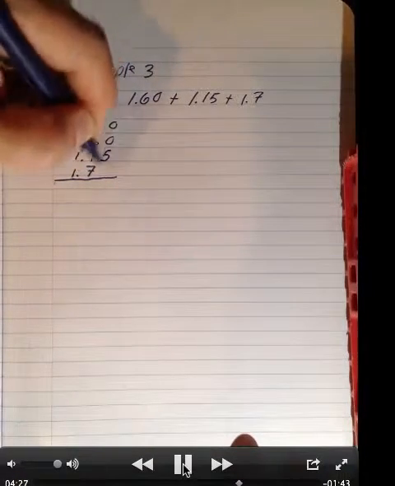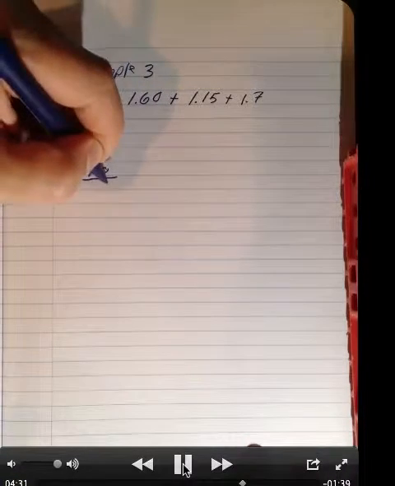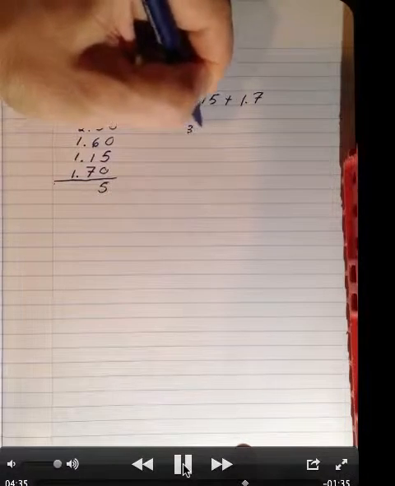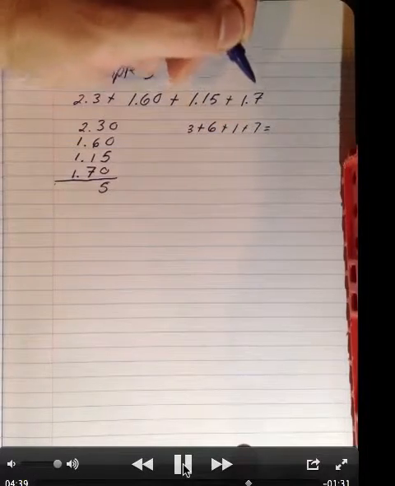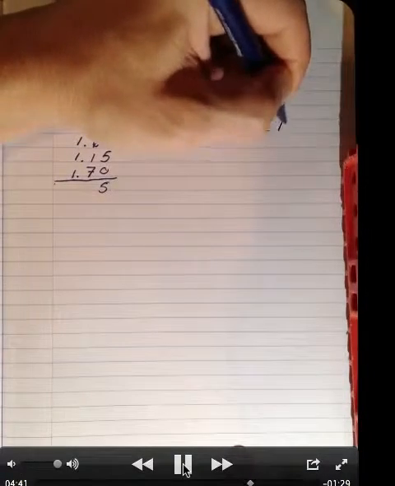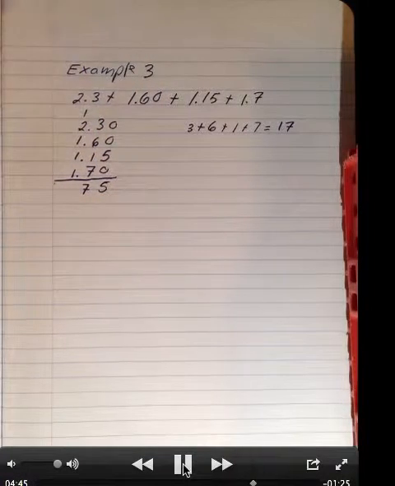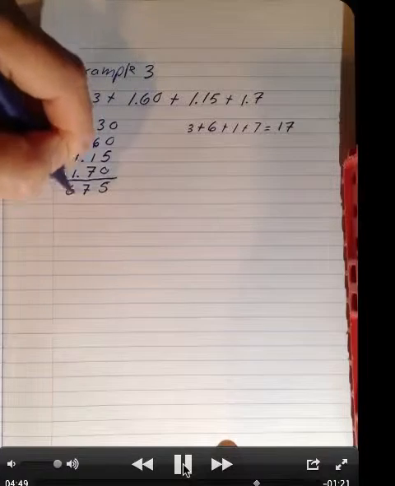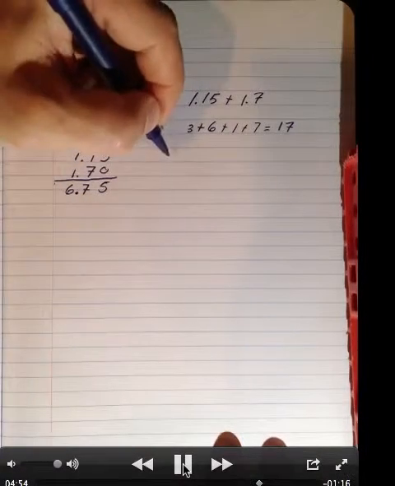Now, if there are no hundredths, we can add zeros in. That doesn't change the value of the number. Here you see I'm adding up all the tenths. We get 17 tenths, so we have to carry one over to the ones column, and it's 6 and 75 hundredths.